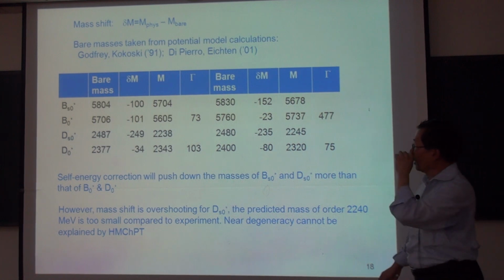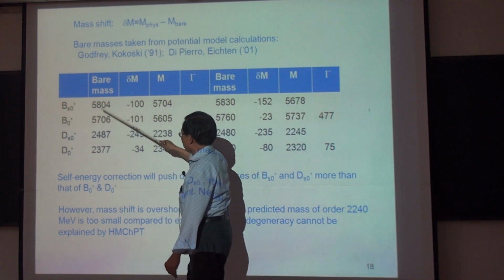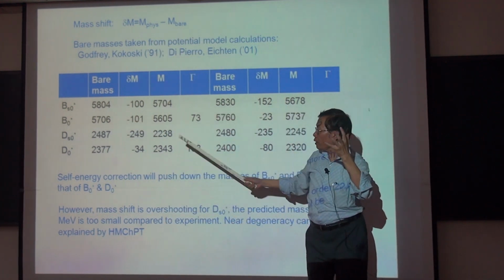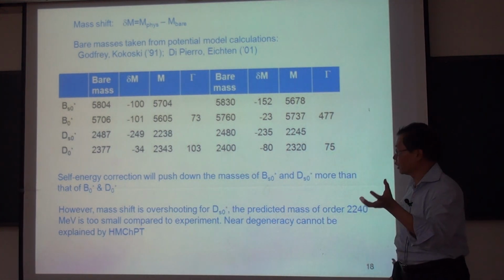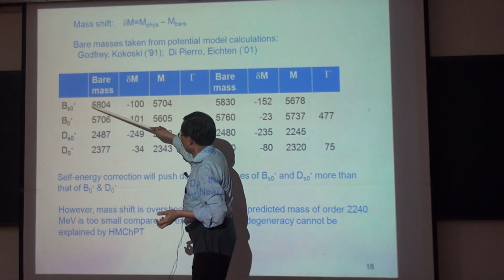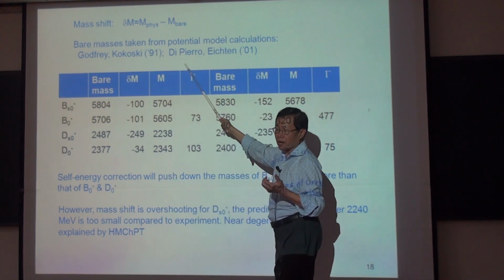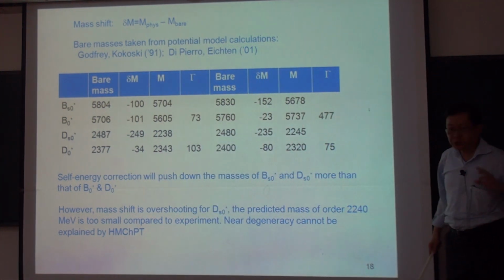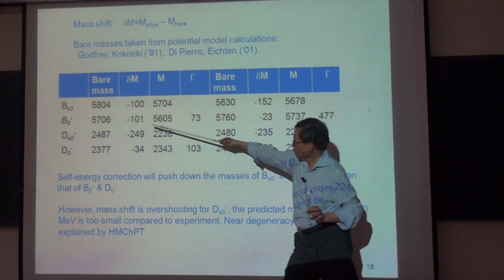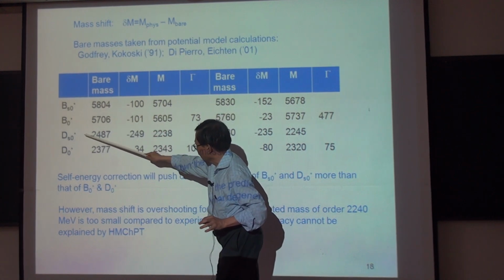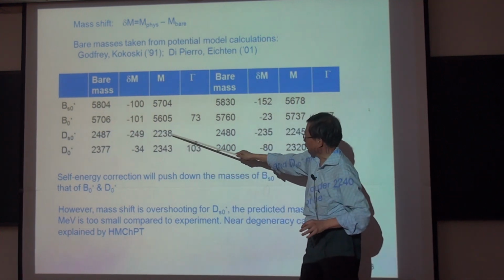Let's highlight the calculation. Let me define the mass shift, between the bare mass and the physical mass. I take the bare mass to be the mass calculated in the quark potential model, such as by Godfrey and Isgur, and Di Pierro. You see that the self-energy correction can push down the masses of the P states, down to here.